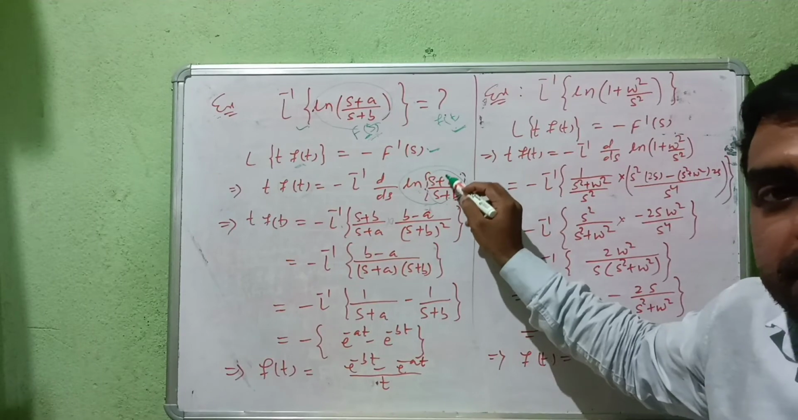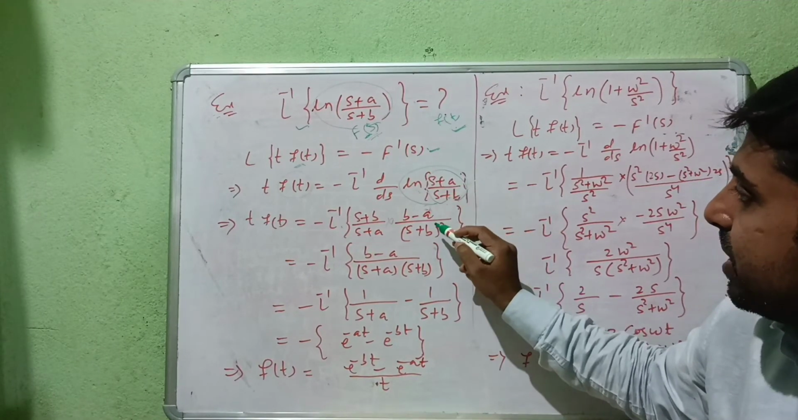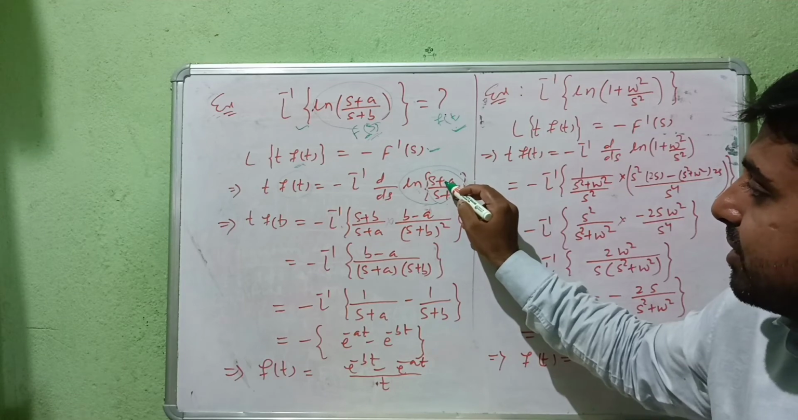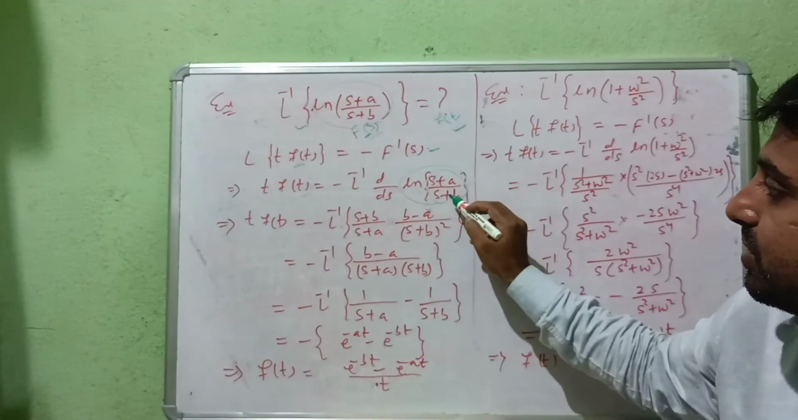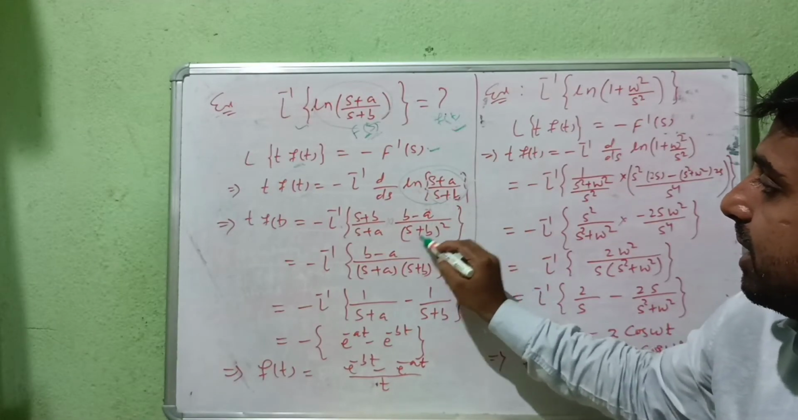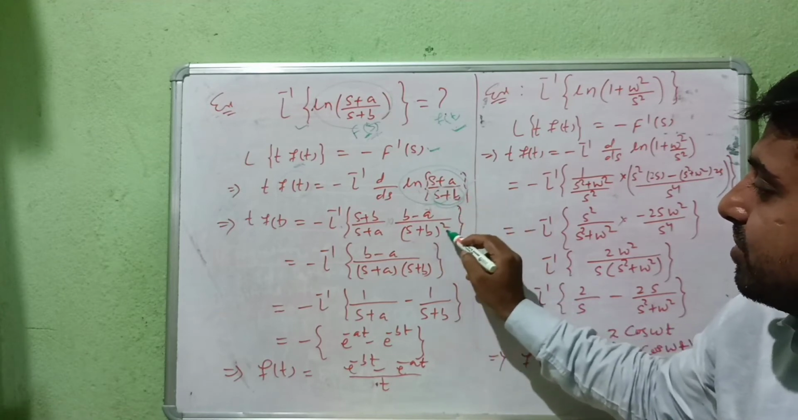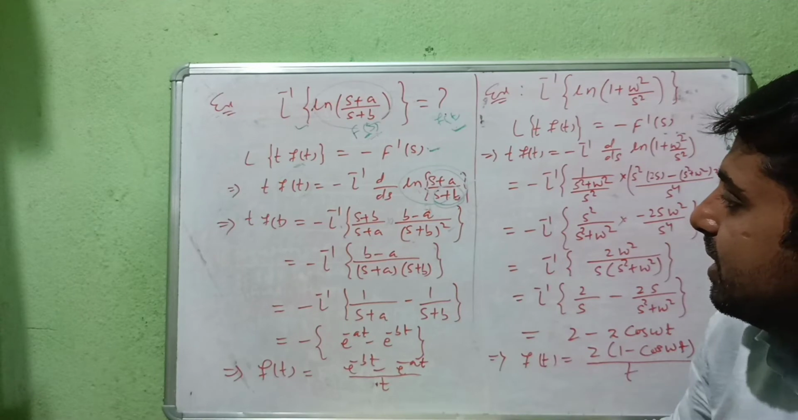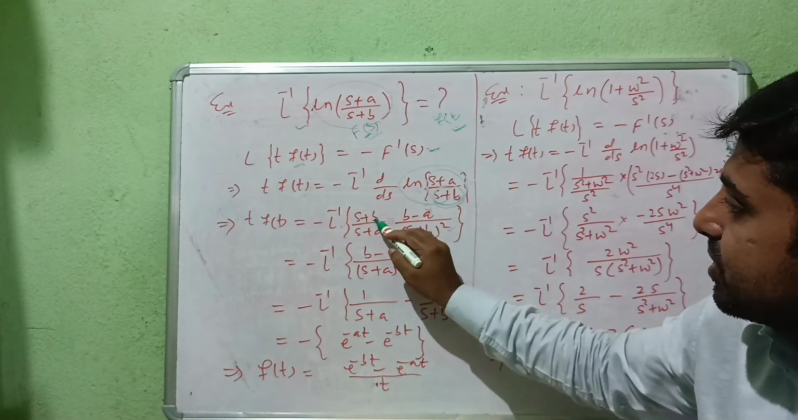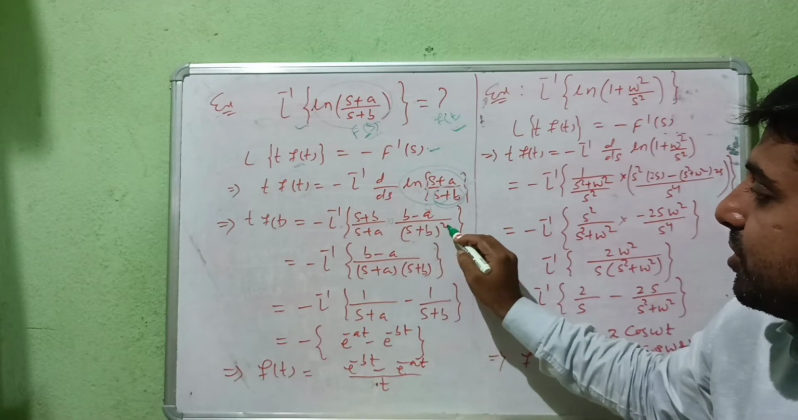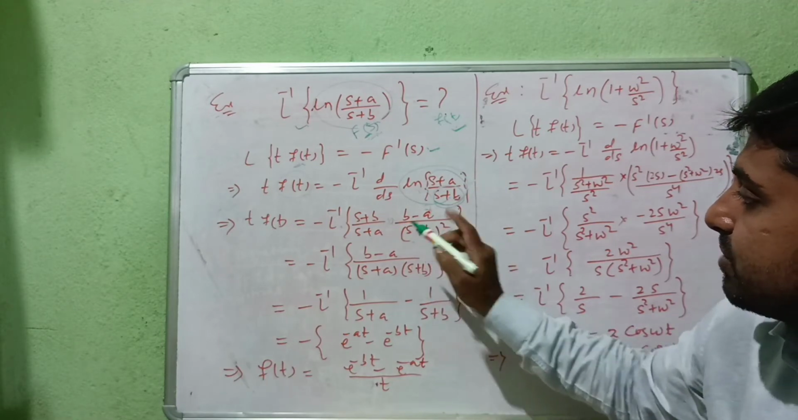So using the division formula of derivative, what do we get? (s plus b) into the derivative of (s plus a), minus (s plus a) into the derivative of (s plus b). So this will be b minus a, divided by the square of the denominator, (s plus b) whole square. Now if you check here, one (s plus b) is in the numerator and (s plus b) whole square is in the denominator, so you can cancel one (s plus b).